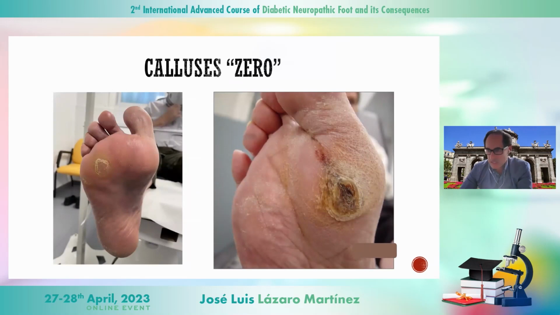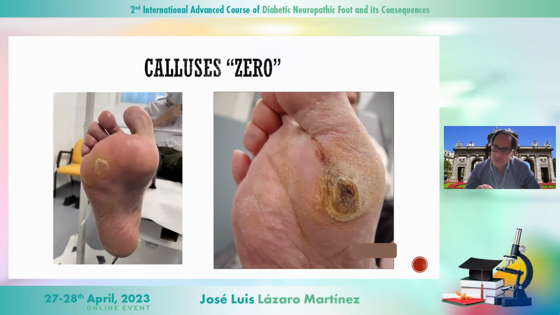So with this patient, we need to implement the policy of callus zero. That means any patient with diabetes in the world cannot be allowed to have a callus on his feet, because this is the main high risk factor for developing an ulceration. This is the first step.